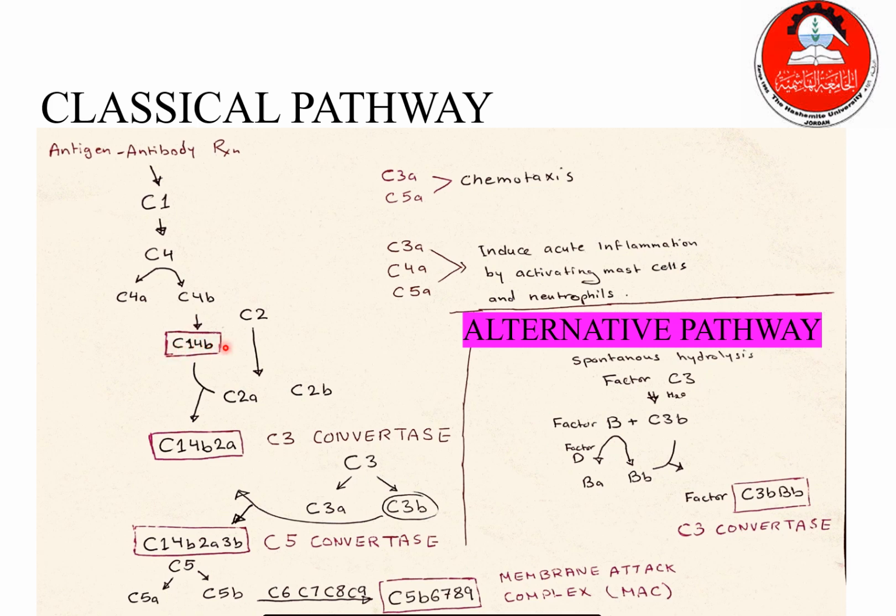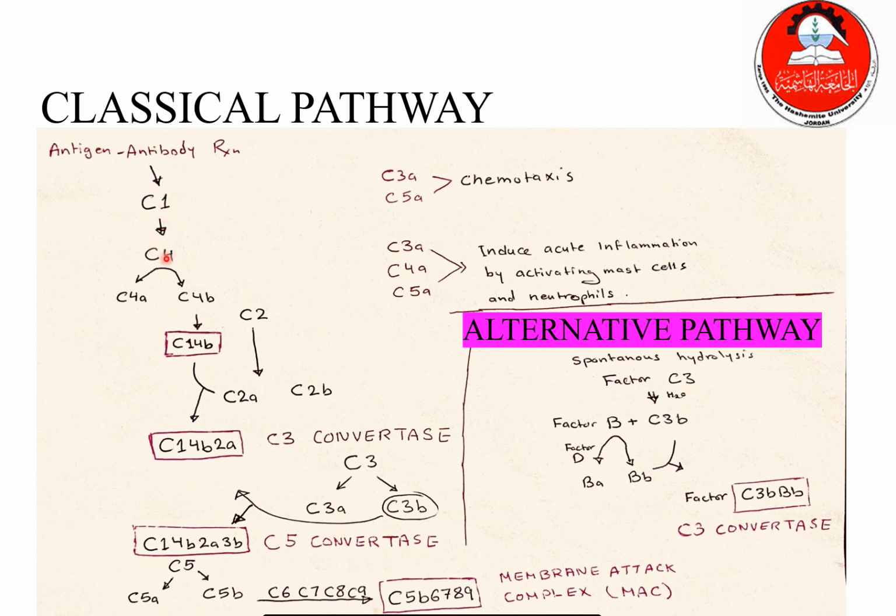وال C1-4B activated C2 وأعطانا ال C2 C2A and C2B. Then C2A was bound with C1-4B to give what is called C3 convertase. اللي هي C3 convertase بنسميها C1-4B 2A. هاي هي C3 convertase. وبالتالي كل الخطوات هاي صارت في cascade.